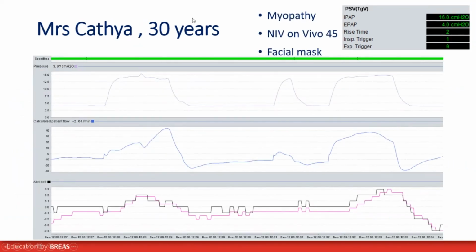Another case, Cathya, 30 years old. She has a myopathy. She's treated with a facial mask, EPAP 4, IPAP 16. And here we see on the pressure waveform a strange breath that is coming too early. We would expect it to come later, and it is very short as compared to the normal ones. If we look at the flow, we see that there is very small inspiratory flow. And if we look at the belt, there is absolutely no change, meaning that there is no inflation of the thorax. So what is this?